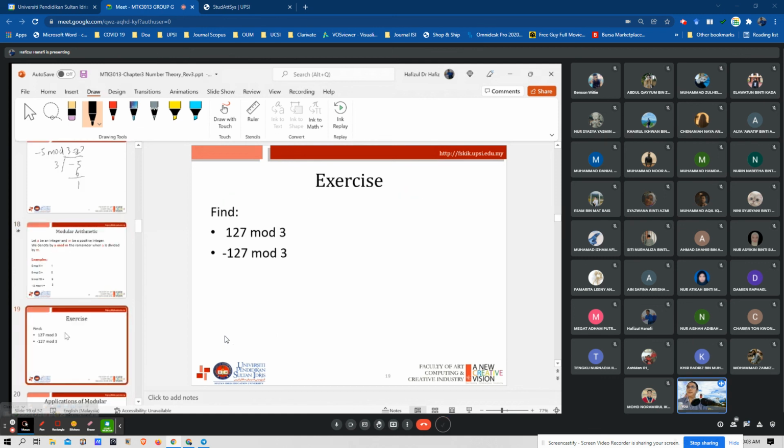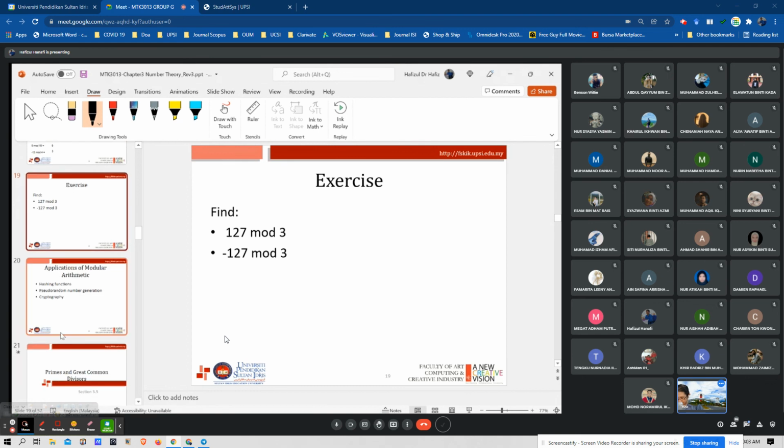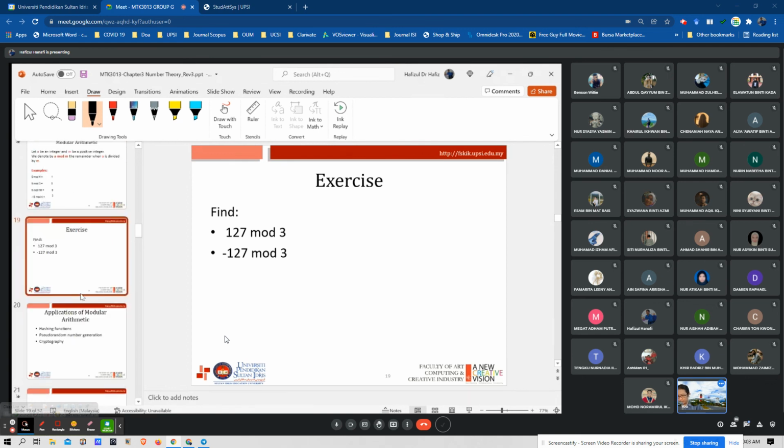Okay, please do this exercise. Find 127 mod 3 and negative 127 mod 3. Upload it to Padlet for the exercise.